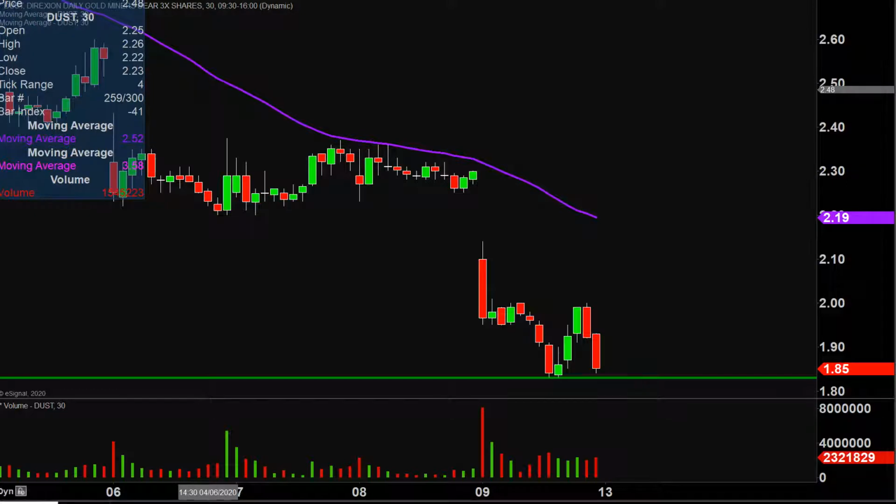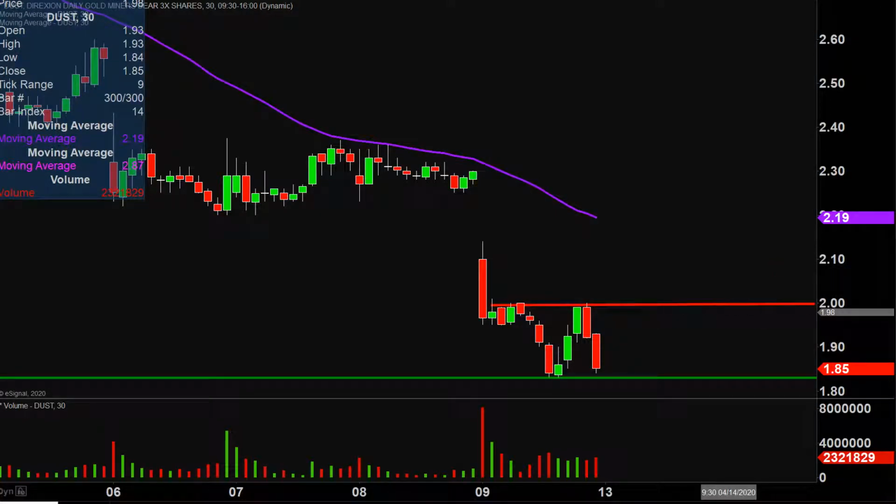As far as areas of resistance are concerned, a very cut and dry level to watch, and it makes sense why, just right there at the good old fashioned round number of $2. So you can see $2 earlier on in the day presented some problems. And then again, with this very nice bounce that occurred, surprise, surprise, that bounce ran out of momentum right at the $2 mark. So that is very clearly an area of resistance.